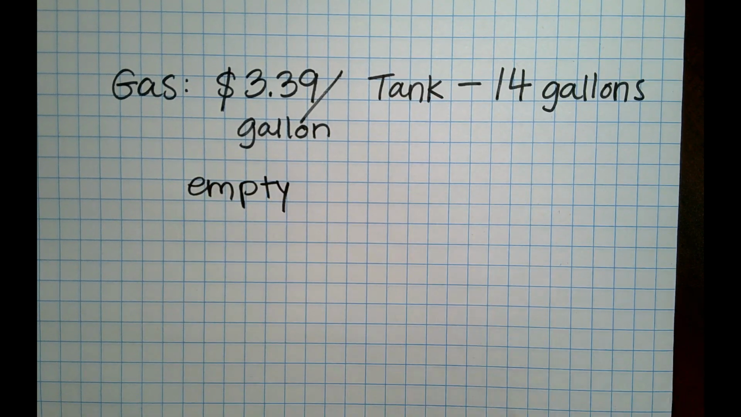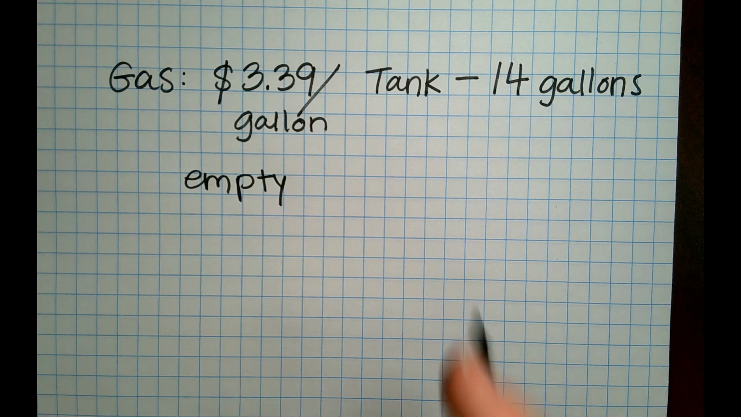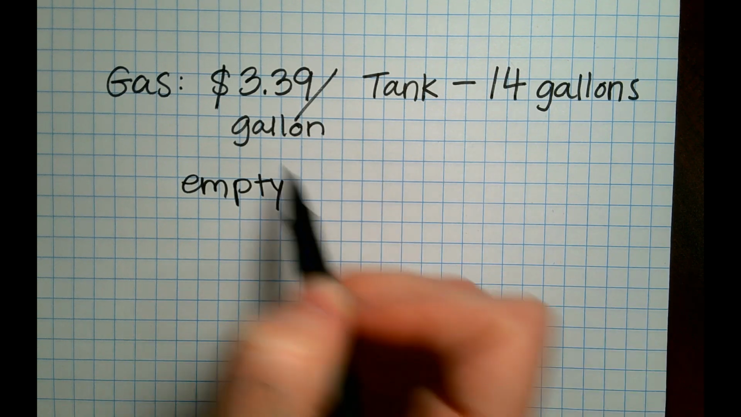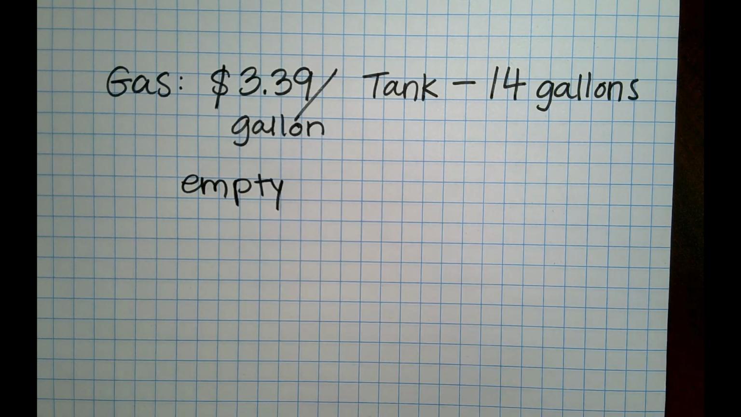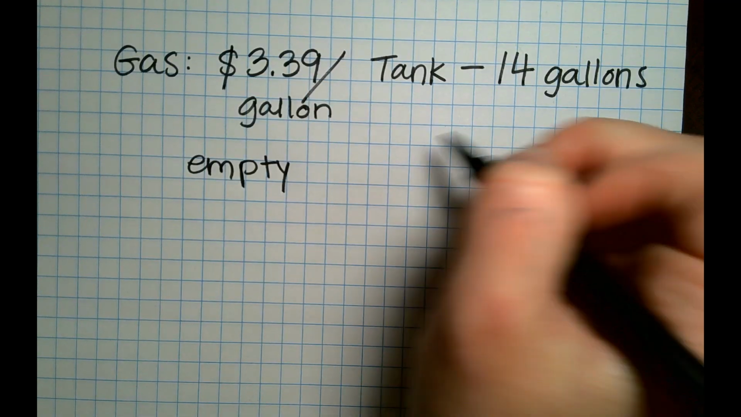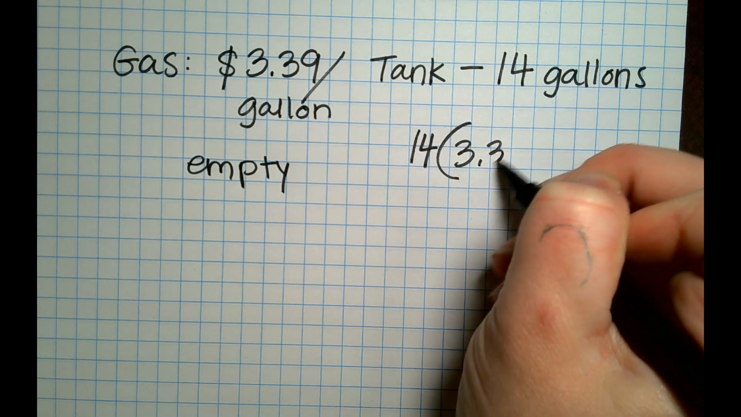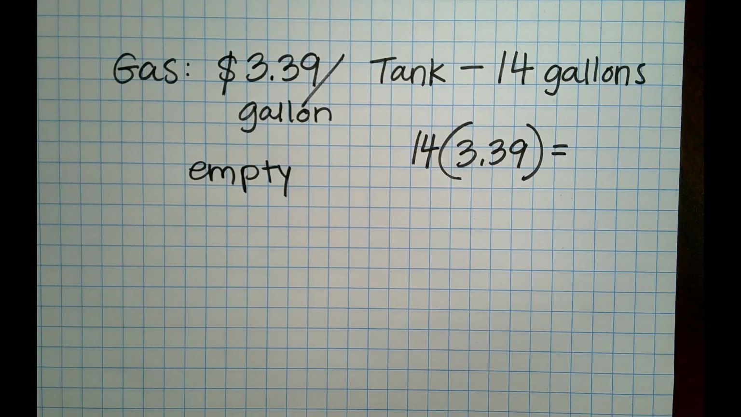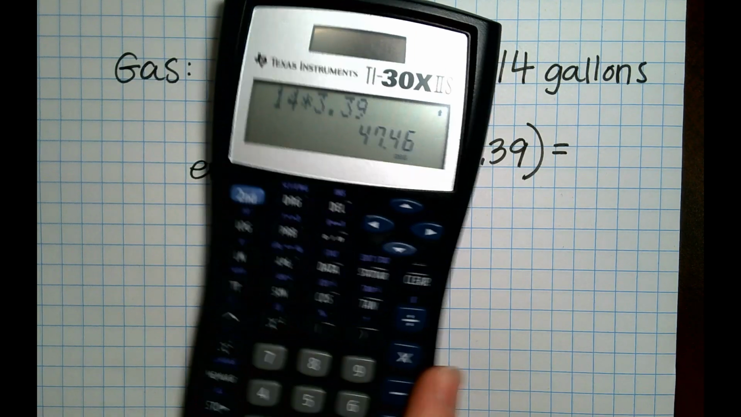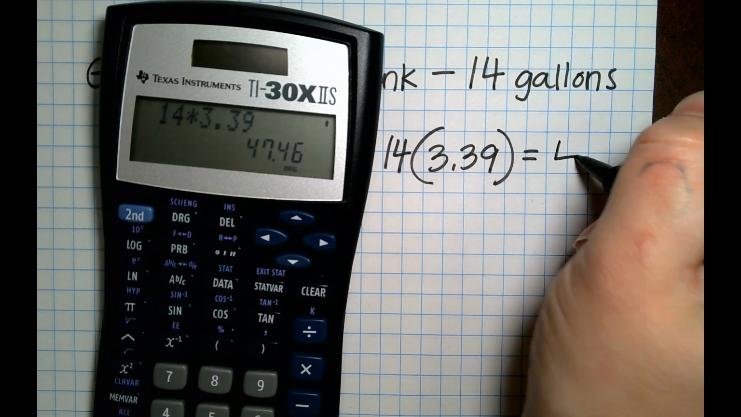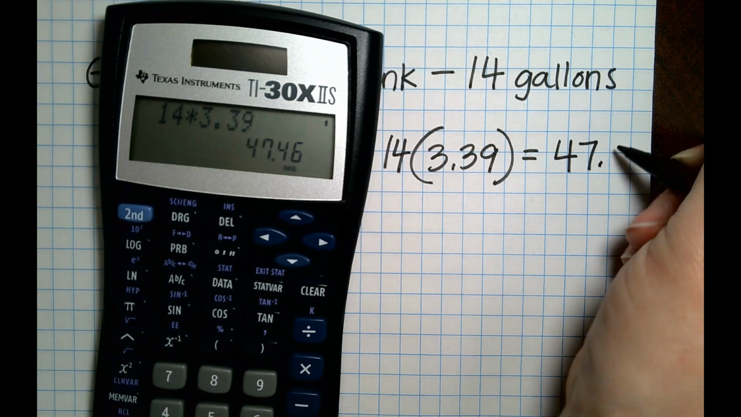So you would take 14 times $3.95. Okay, let's see. So 14 gallons, and then it's $3.39 a gallon. $3.39. So, yeah, we would take that 14 times $3.39, and that gives us $47. Oh, that's about how much it cost me.